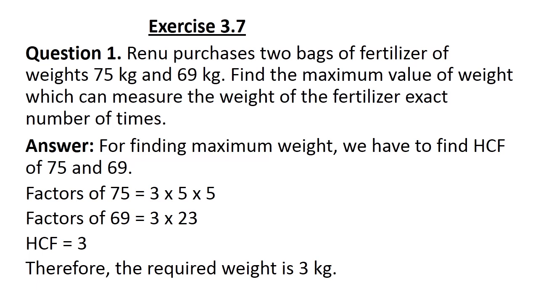Factors of 75 is equal to 3 multiplied by 5 multiplied by 5. Factors of 69 is equal to 3 multiplied by 23. So HCF is equal to 3. Therefore, the required weight is 3 kg.